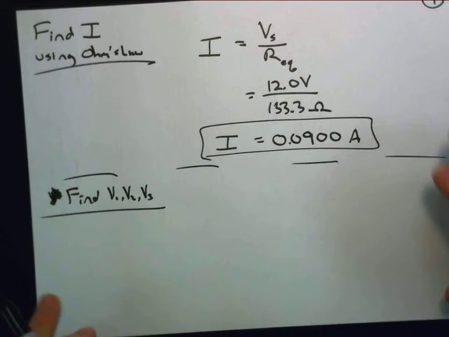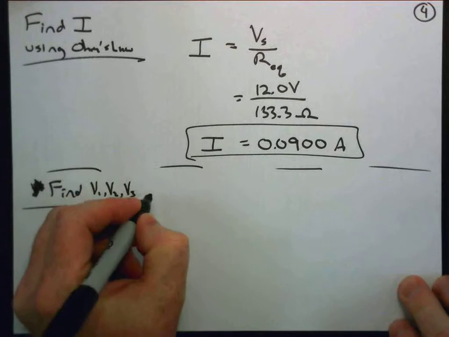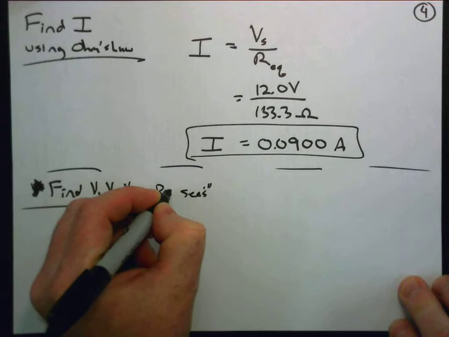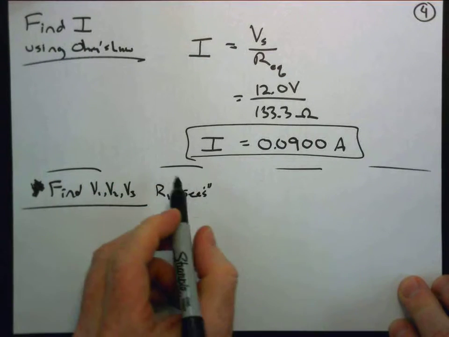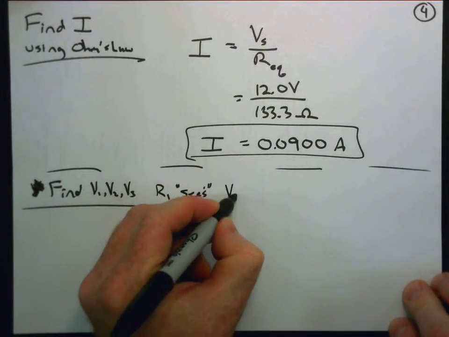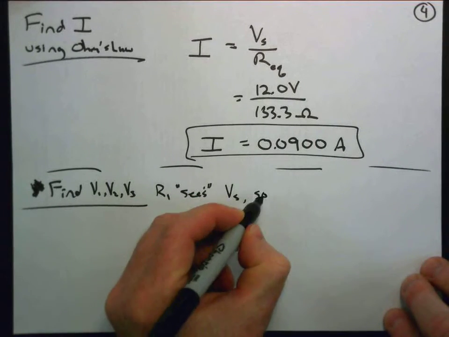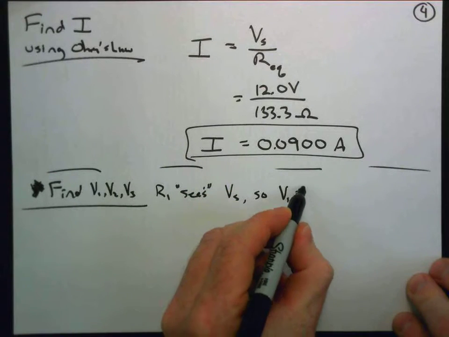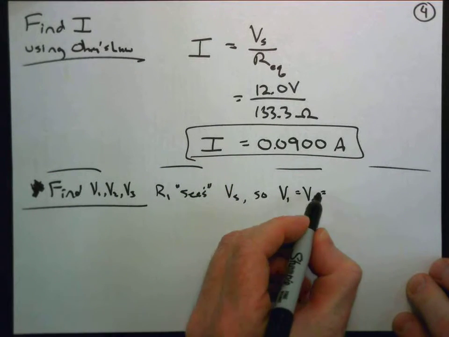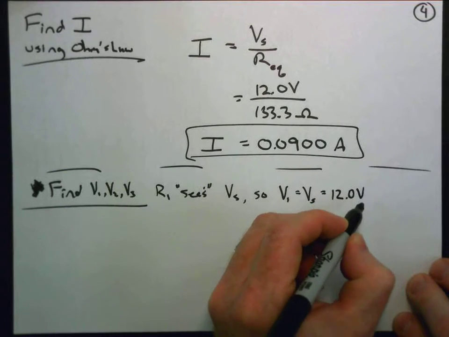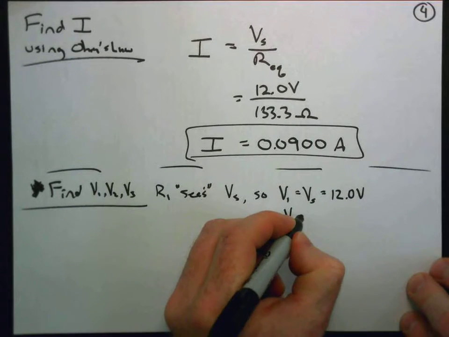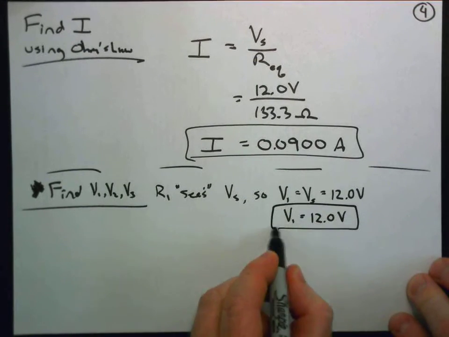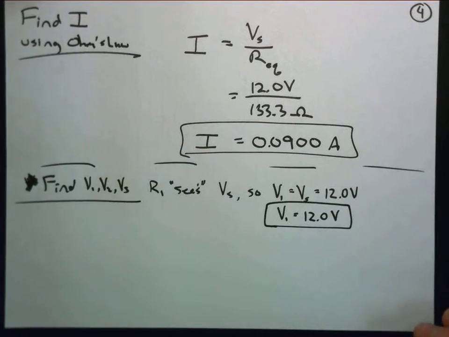So there's a way of phrasing that. I can say that R1 sees, in quotes, the voltage of the source. That dot's not supposed to be there. So the voltage drop of R1 equals the voltage gain of the source, which was 12.0 volts. Okay, so V1 equals 12.0 volts. Already found one of them, didn't have to do any math. And that's kind of cool.